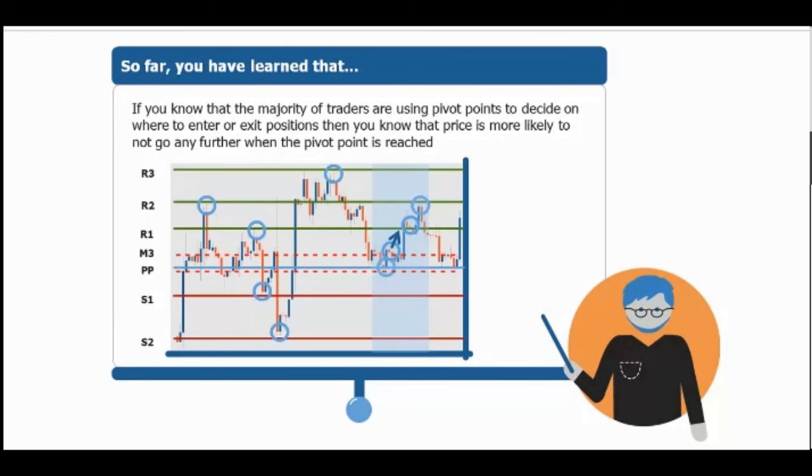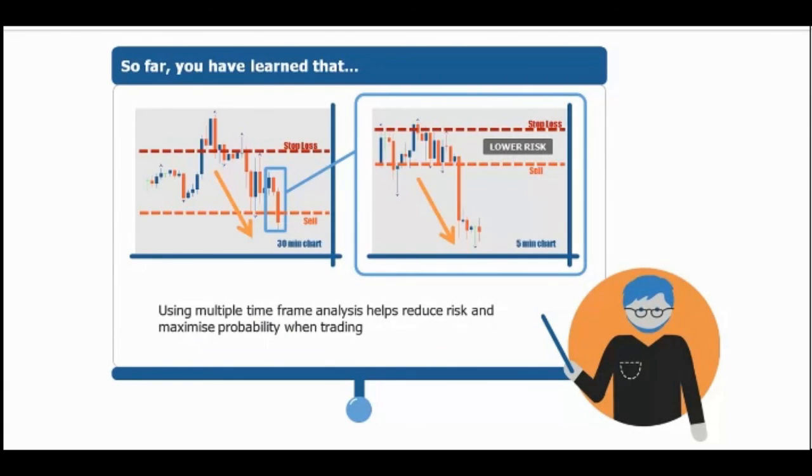If you know that the majority of traders are using pivot points to decide on where to enter or exit positions, then you know that price is more likely to not go any further when the pivot point is reached. Using multiple timeframe analysis helps reduce risk and maximize probability when trading. Following the trend on a higher timeframe, trading in the direction of that trend on the lower timeframe will likely produce higher probability trades in the long term. A stop loss on a 5-minute chart will be closer to the entry than it would be if you entered using the 30-minute chart alone, allowing you to reduce your stop size.